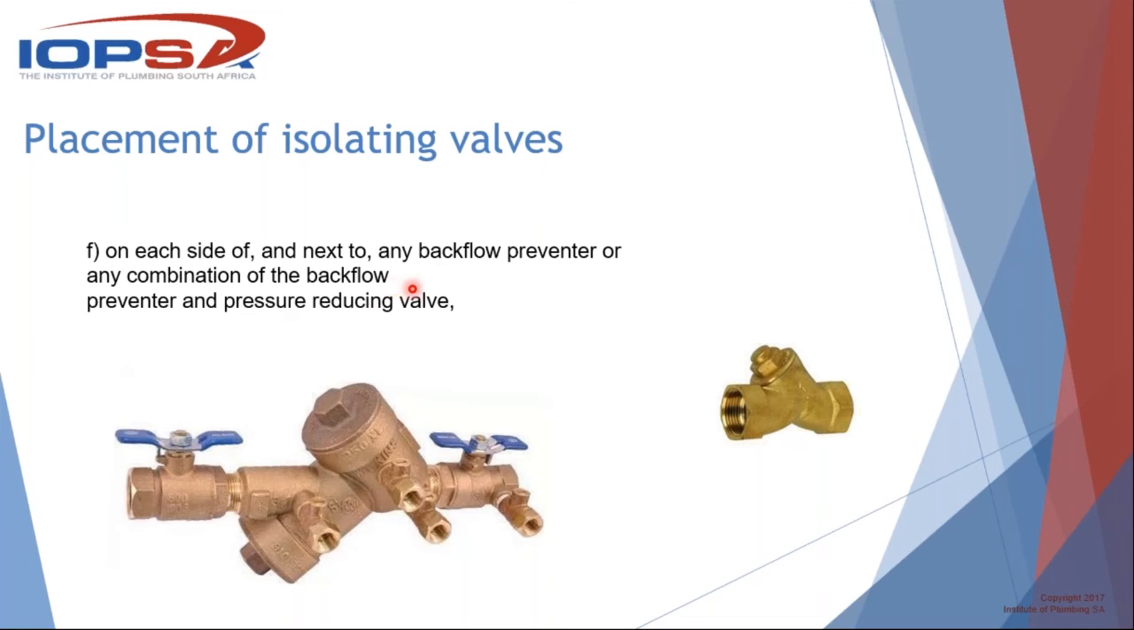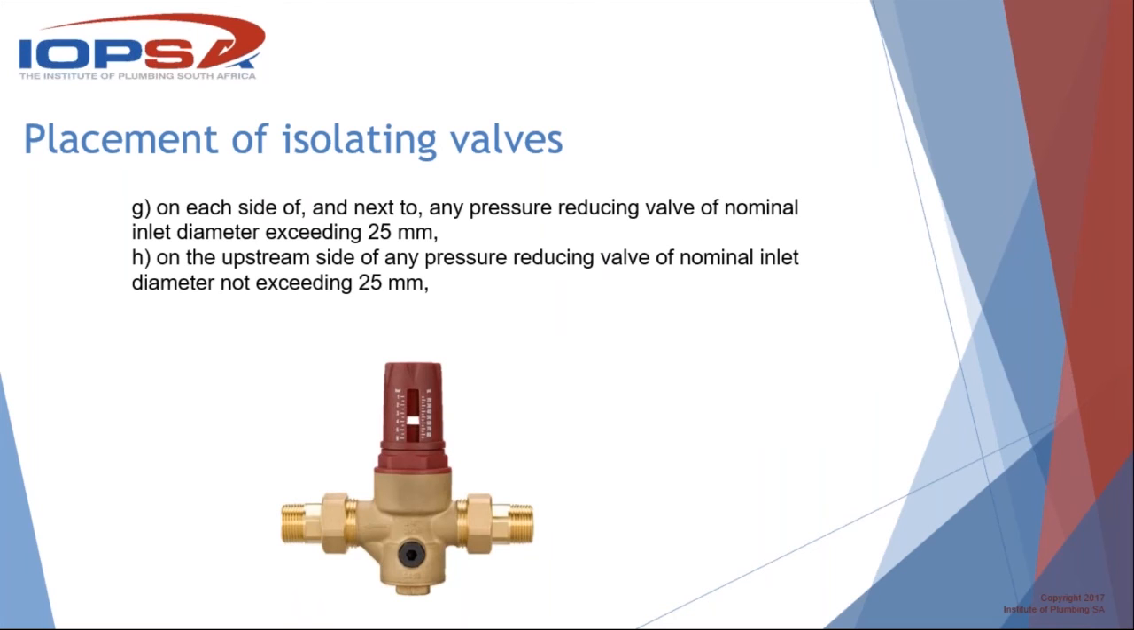Then pressure reducing valves. If the pressure reducing valve has an inlet diameter exceeding 25 millimeters, so if it's more than 1 inch, in other words, starting from size 32 mil, 1 1/4 inch, from 1 1/4 upwards, it must be on each side of and next to any pressure reducing valve starting from 1 1/4 inches. Now you say to me, hey, hang on a second, you said we can't put an isolating valve downstream of a PRV because, okay, hang on a sec. So let's talk about it. This is a pressure reducing valve. It's not a pressure relief valve. This is just a reduction of pressure, and the relief component is separate from this. So that is what they are saying here.